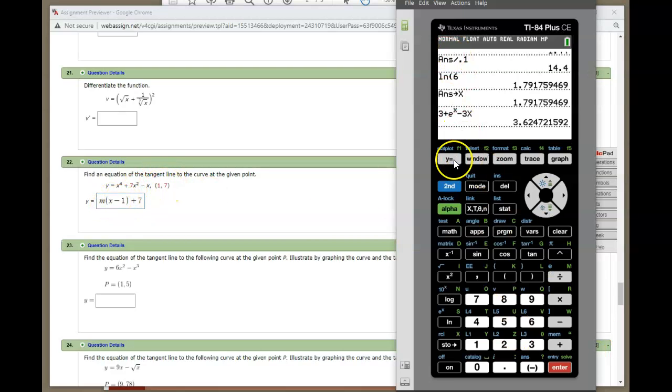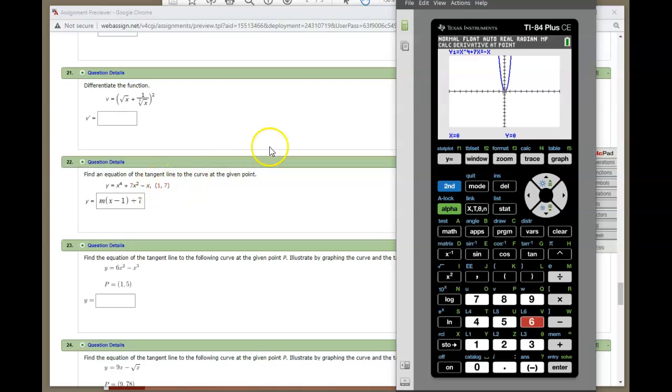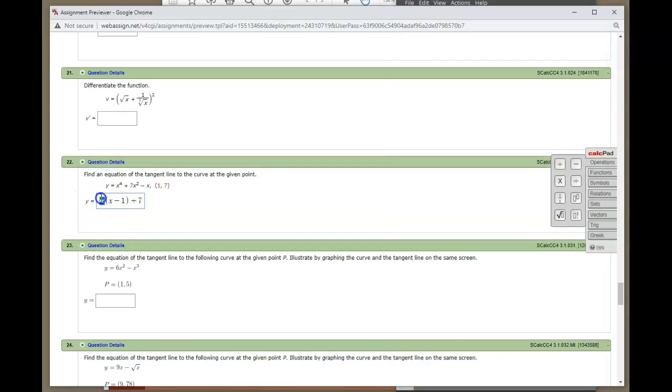So if I go to my calculator and y equals, I'm going to put this formula, and we want an equation of the tangent line. So all we want to get is the slope out of here. I get x to the 4th, x to the 4th, plus 7x squared, minus x. To get the slope out of here, I'll do second trace dy dx, which is 6, and put in 1, because that's my x value. I get the slope is 17. So I'll go back here and I'll put in the 17. It doesn't ask to simplify it, so you can leave it just like that.